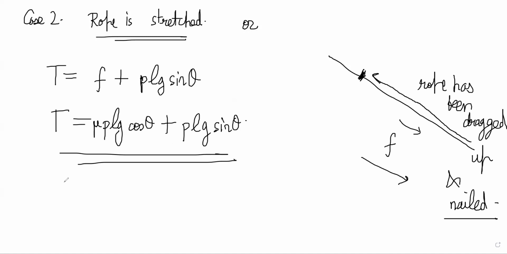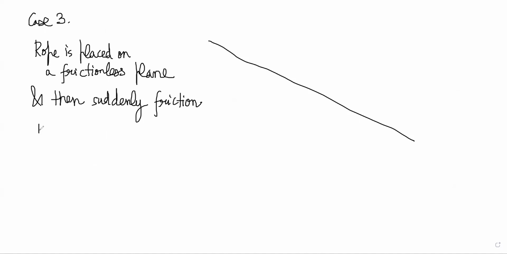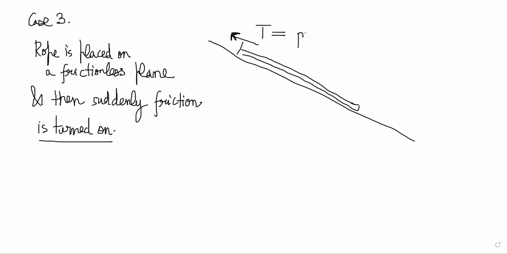Another special case is possible actually here. The other special case is case 3, where the rope is placed on a frictionless plane, and then suddenly friction is turned on. Right? In this case, the friction force is still zero. Basically, what you could do is you could change the plane and change its friction coefficient suddenly, but the rope was already on the plane. So in this case, the tension at this point is going to be equal to rho Lg sine theta initially.